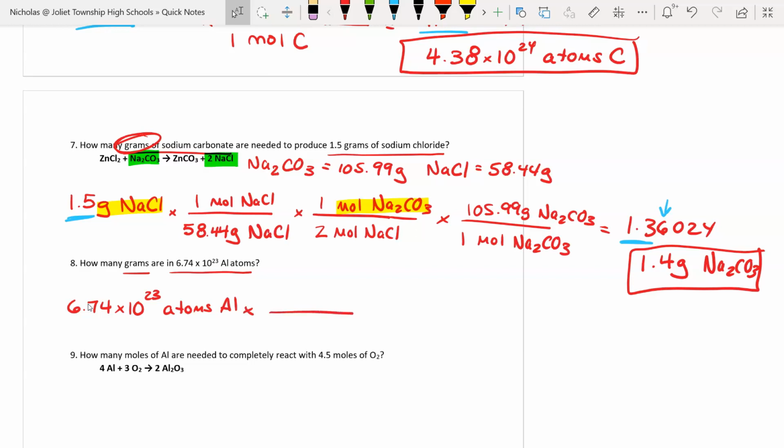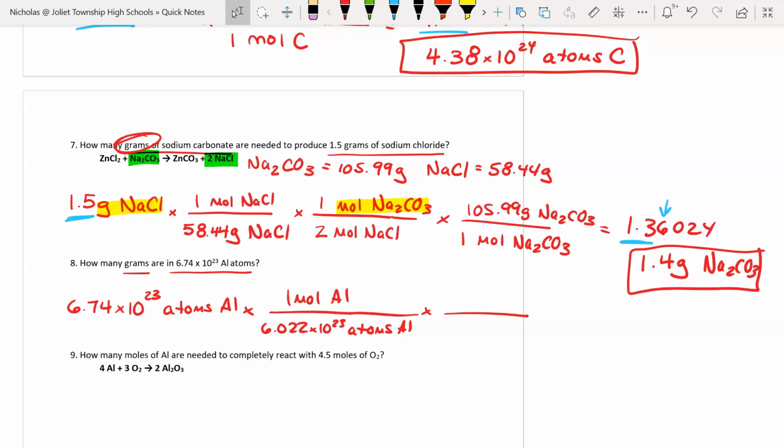We don't have a direct conversion to go from atoms to grams. We have to first go to moles. So anytime we go from atoms to moles, we use Avogadro's number, 6.022 times 10 to the 23rd atoms of aluminum, and that's how many atoms of aluminum are in 1 mole of aluminum.